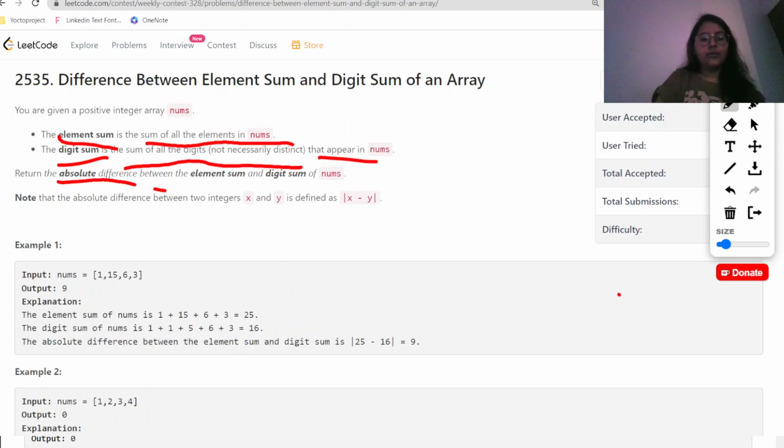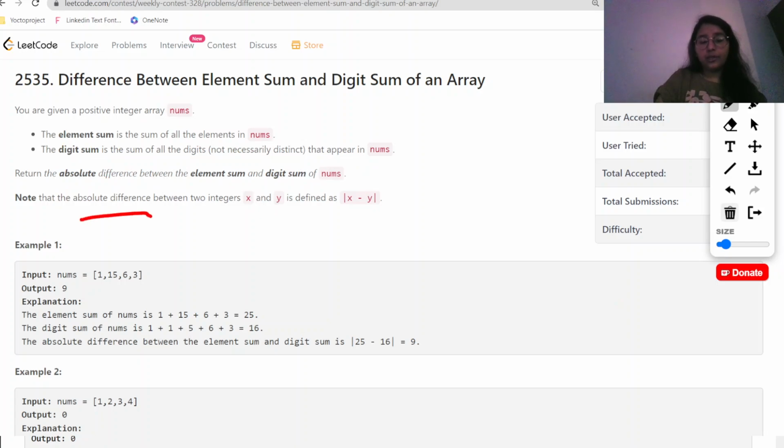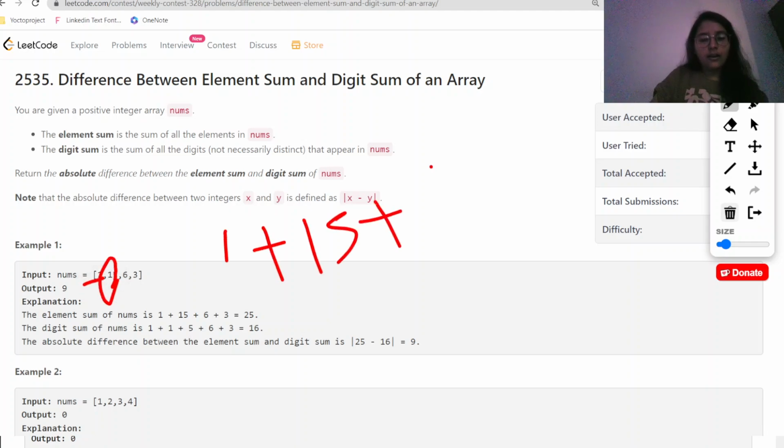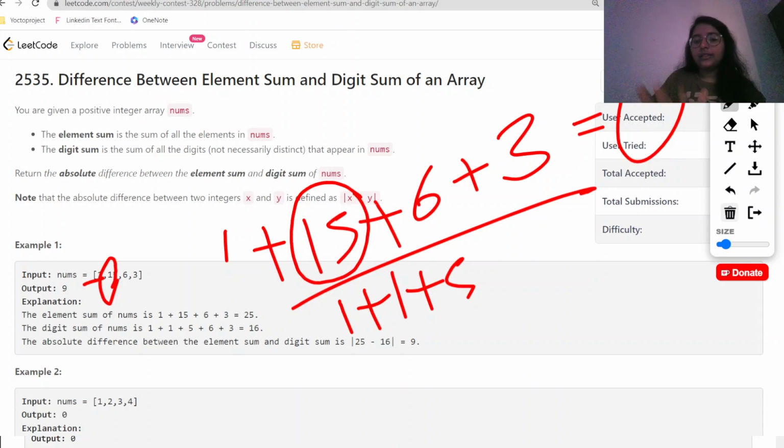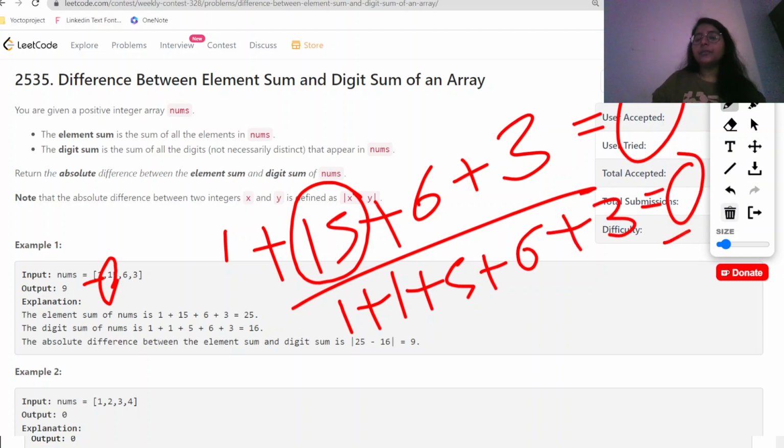Return the absolute difference between element sum and digit sum of nums. So we are required to sum whatever elements are there, which here means 1 plus 15 plus 6 plus 3. This is the element sum. And the digit sum would be 1 plus 1 plus 5, and so on. If it is a number with two digits, then we need to split that also and add its digits too. So this would be the digit sum. And then we are required to return the absolute difference between both of them. That is what we are required to do.